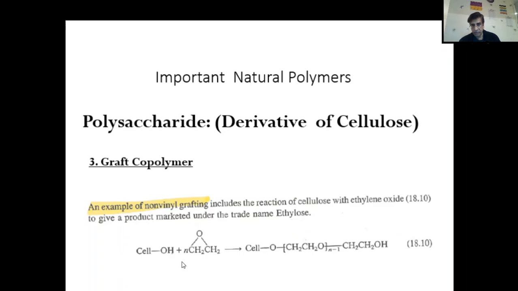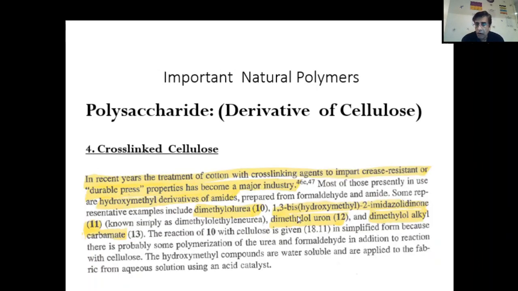Okay, and the product which is produced by this reaction is marketed with the name of ethylose. Okay, this is grafting. And the last one is the cross linking. So we already know what the cross linking is. When one polymer chain and another polymer chain are connected from different positions, that's cross linking. And why do you do the cross linking?